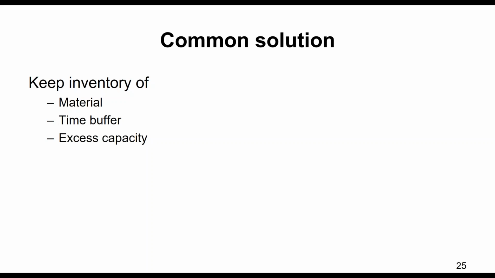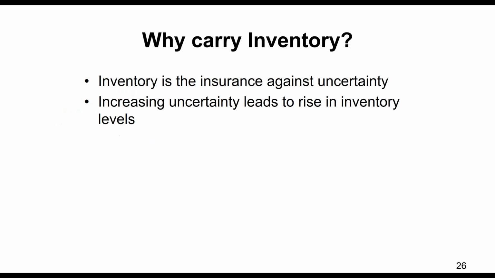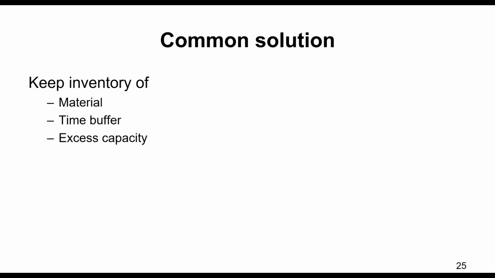Now, on the inventory side, common solution: keep inventory of material, time buffer, and excess capacity. Generally people say, okay, let's have more materials, let's have a time buffer. So if I say I can deliver in 3 days, I will say okay, I will give you 4 days, so I have a day's margin. And I always say excess capacity. So okay, I can manufacture 100 pieces, let me build a plant which has 150 capacity. It can produce 150, but I will always produce 100.